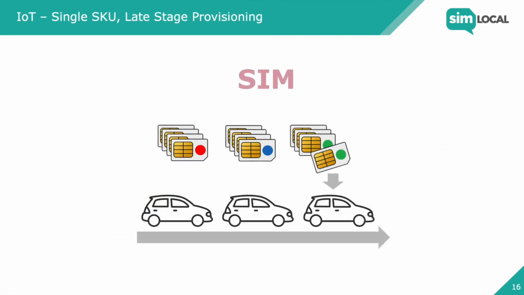If we now look at the production of IoT devices, and for the example here we are using the production line at a car manufacturing plant, today with physical SIM cards there has to be a stock of cards for each of the countries that the cars will be shipped to, and at some point during the production line the correct SIM cards will have to be fitted into the right cars. This is logistically complex for the car manufacturer.